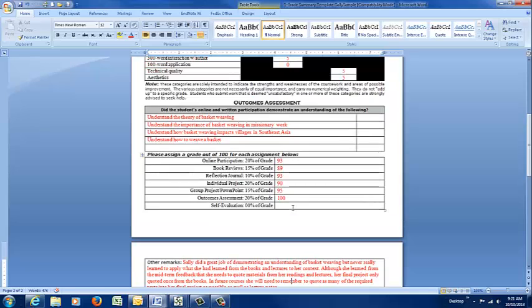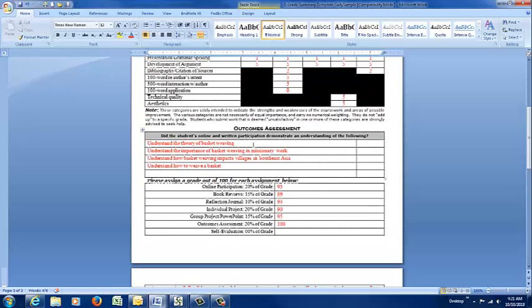So let's go back up to, again, the outcomes assessment. Now I've called this class just basket weaving. So the 4 outcomes for this class would be understand the theory of basket weaving. If she basically understood the theory, you'd put a 5 here.